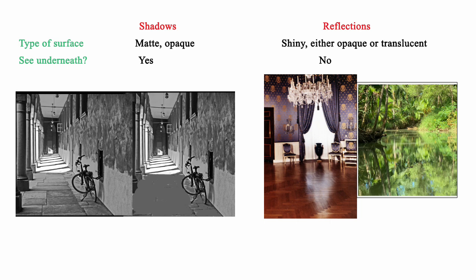Shadows are best seen on matte or opaque surfaces, and we should see underneath the shadow. Here's a tile floor in the shade. When I photoshopped away the tile, it looks less like a shadow. Reflections are on shiny surfaces that are either opaque or translucent, and we generally can't see under the reflection. Here is a reflection in water, for example, and we can't see underneath the water.